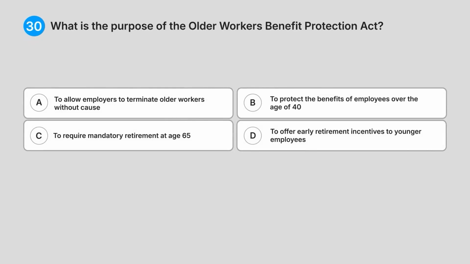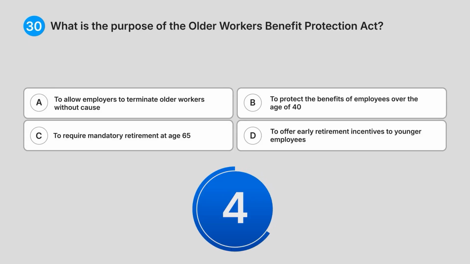30. What is the purpose of the Older Workers Benefit Protection Act? A. To allow employers to terminate older workers without cause. B. To protect the benefits of employees over the age of 40. C. To require mandatory retirement at age 65. D. To offer early retirement incentives to younger employees. Do you know the answer?